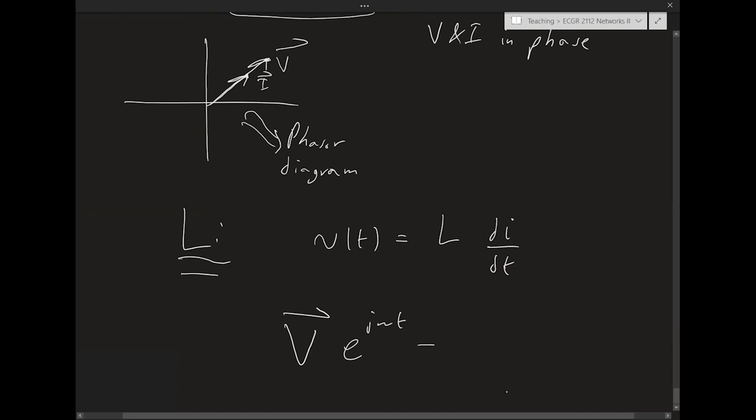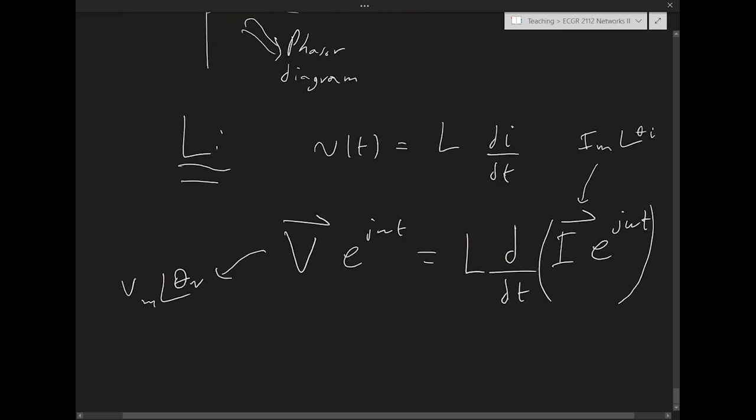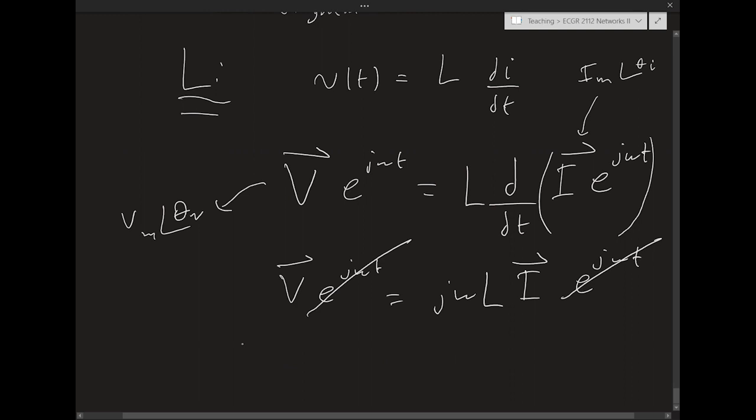And then L d/dt, instead of i, I put the phasor form, I phasor, and I include the implicit e^{jωt}. Remember, I is just Im ∠θI, and V is Vm ∠θV. Okay, I can differentiate this easily. I end up with V e^{jωt} equals jωL. I differentiated the exponential. The phasor is constant. And then e^{jωt}. Again, e^{jωt}, as usual, cancels out. And I end up with this sort of weird, different Ohm's law for the inductor.